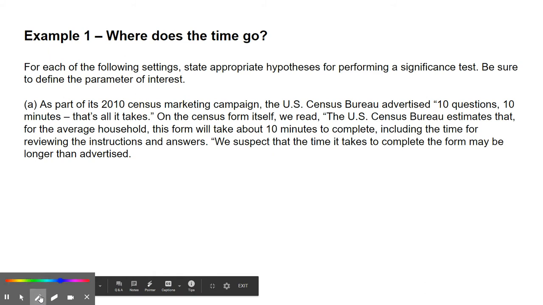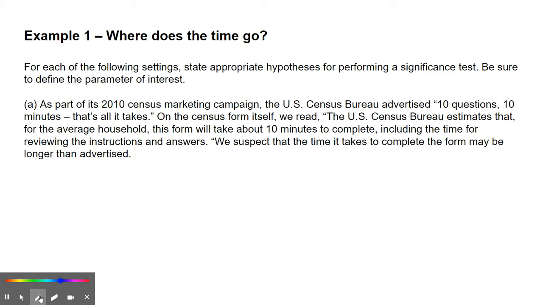All right, here we go. Example 1, where does the time go? For each of the following settings, state the appropriate hypotheses for performing a significance test. Be sure to define the parameter of interest. So it says, as a part of its 2010 census marketing campaign, the U.S. Census Bureau advertised 10 questions, 10 minutes. That's all it takes. On the census form itself, we read, the U.S. Census Bureau estimates that for the average household, this form will take about 10 minutes to complete, including the time for reviewing the instructions and answers.